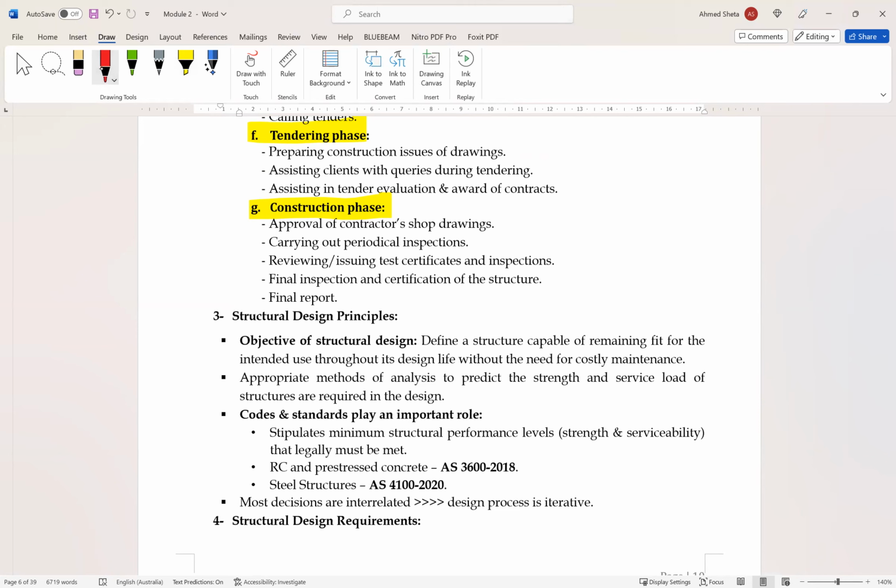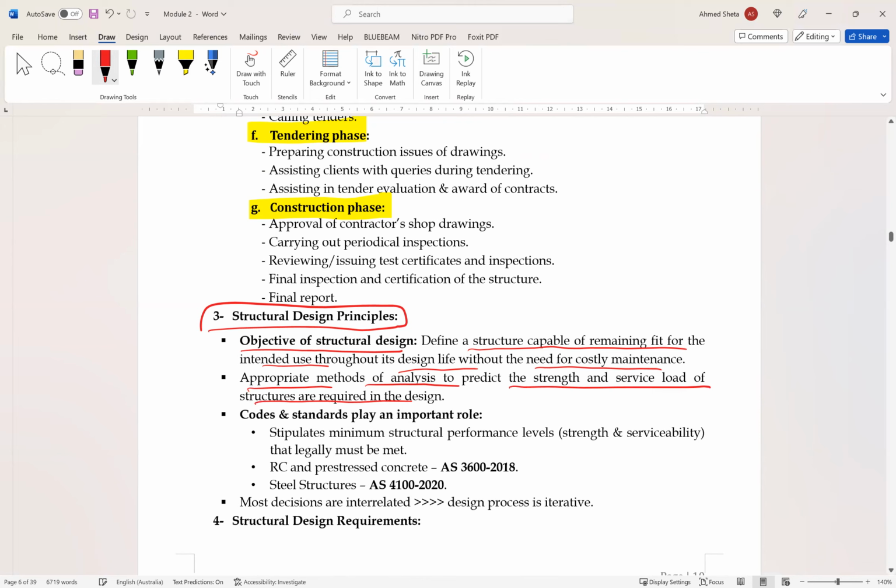Topic number 3 is the structure design principle. In the structure design principle, we have to know the objective of structure design. So define the structure capable of remaining fit for the intended use throughout its design life without the need of costly maintenance. Use appropriate methods of analysis to predict the strength and service load of the structure.